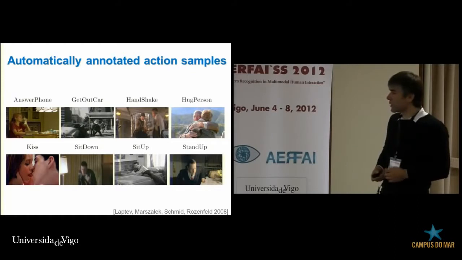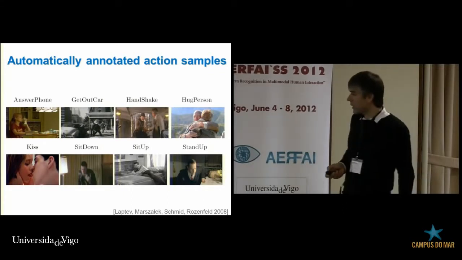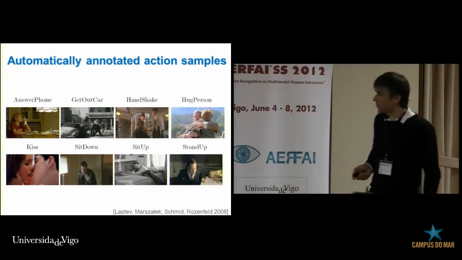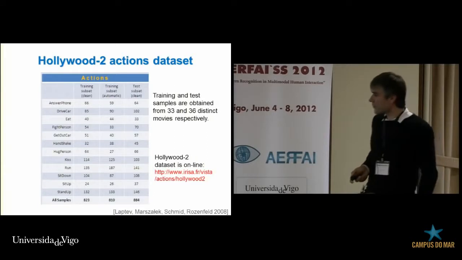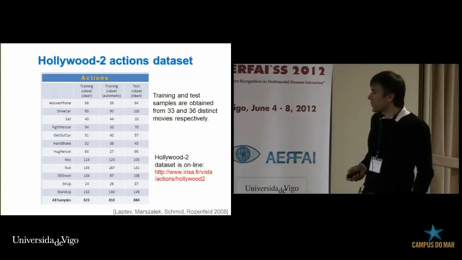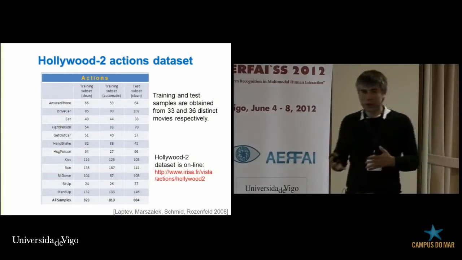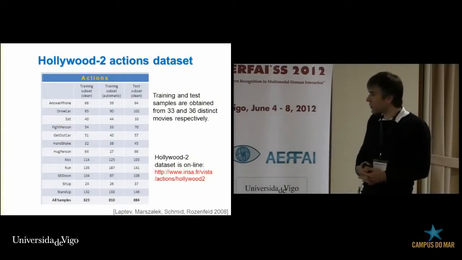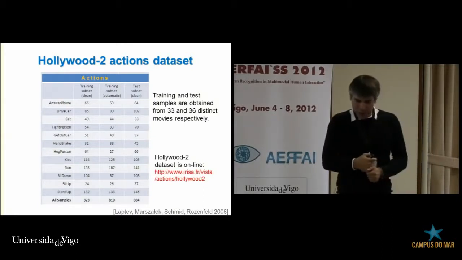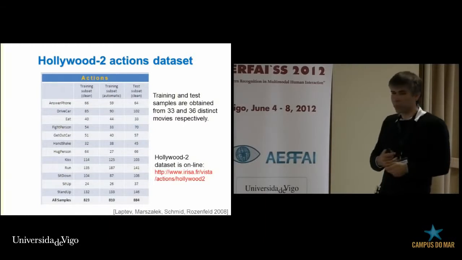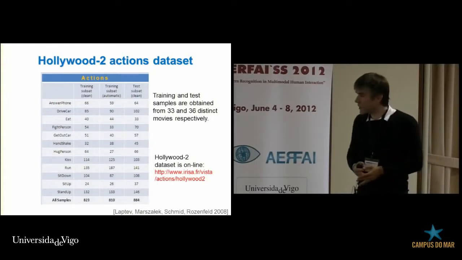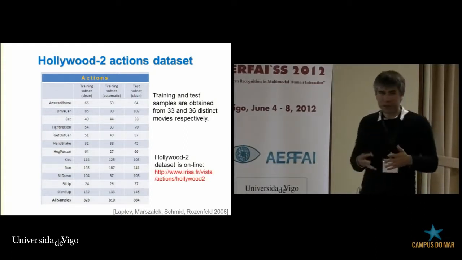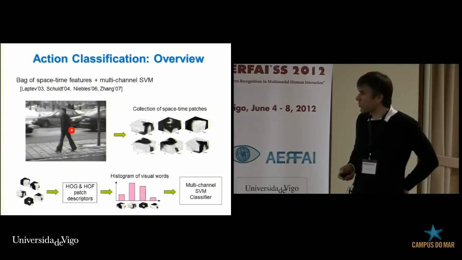Fine, and with this method we can now automatically collect lots of video examples. In the latest data set we have 12 action classes, and here are some examples: answer phone, get out of the car. The data set is online, so if you want to test on it, you can. This is not the only one. There are currently several data sets. In particular, I think at the last CVPR or ICCV there was a new big data set, also from movies, which has even more samples. But this is one of the current data sets where people test the recognition performance.